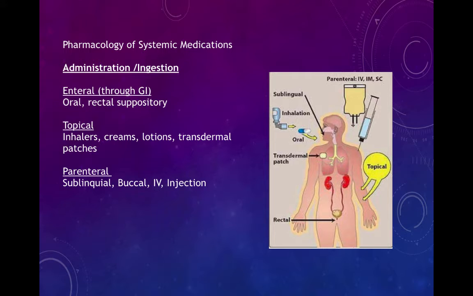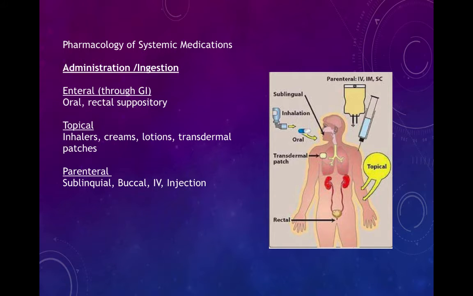There are different routes of administration that we use for systemic medications. Administration, or basically ingestion of the medication. First there's enteral. When we say enteral, it means through the GI tract, the gastrointestinal tract. Obviously they can be taken orally by mouth or as a rectal suppository. The rectal suppository also can have systemic effects. For example, sometimes we will use rectal suppositories for anti-nausea. We also give Tylenol through the rectal suppository, and it will have systemic effects on the body.